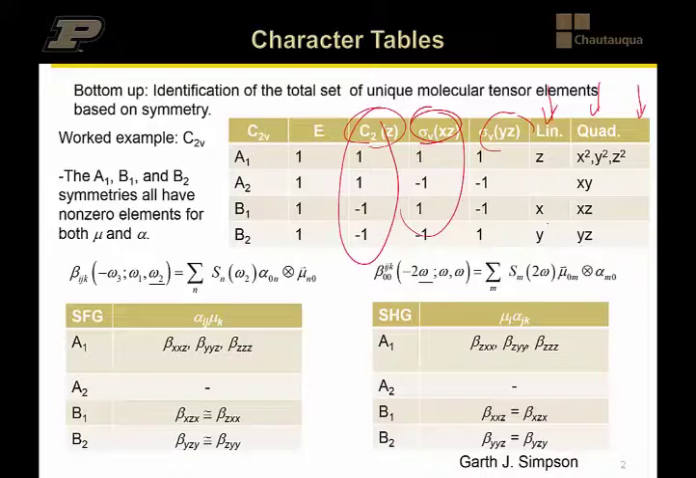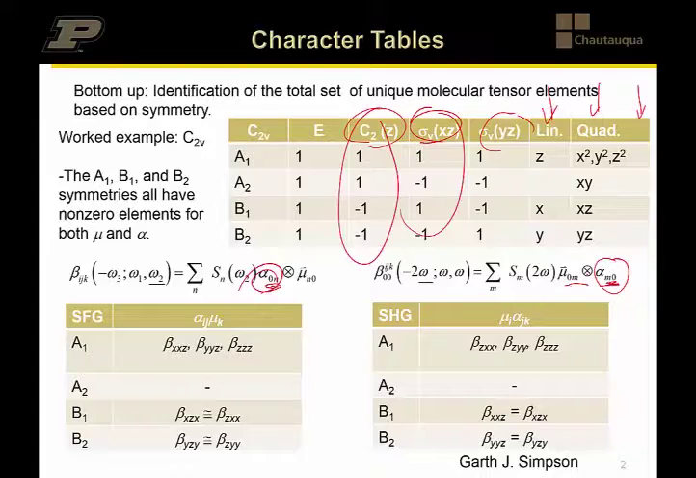So the linear corresponds to the transition moment, the quadratic corresponds to the alpha, whether it is the Raman, as in the case of vibration, or in the case of sum frequency generation, or two-photon absorption matrix in the case of second harmonic generation.